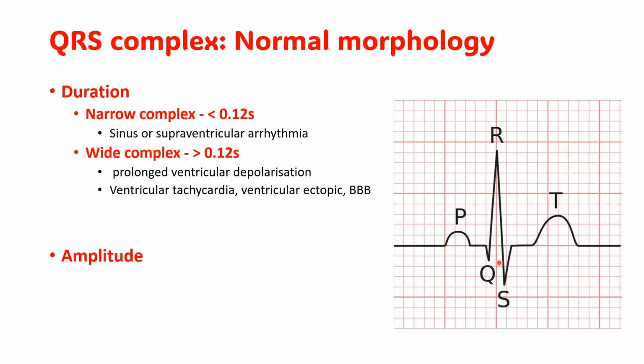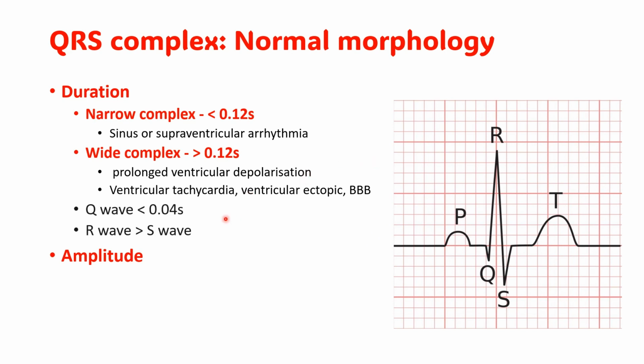And when we have a wide complex, this is when the QRS is greater than 0.12 seconds in duration. This can be seen in ventricular tachycardia, ventricular ectopics, and also in bundle branch block. This is when we have prolonged ventricular depolarization, so depolarization of the ventricles is taking longer.